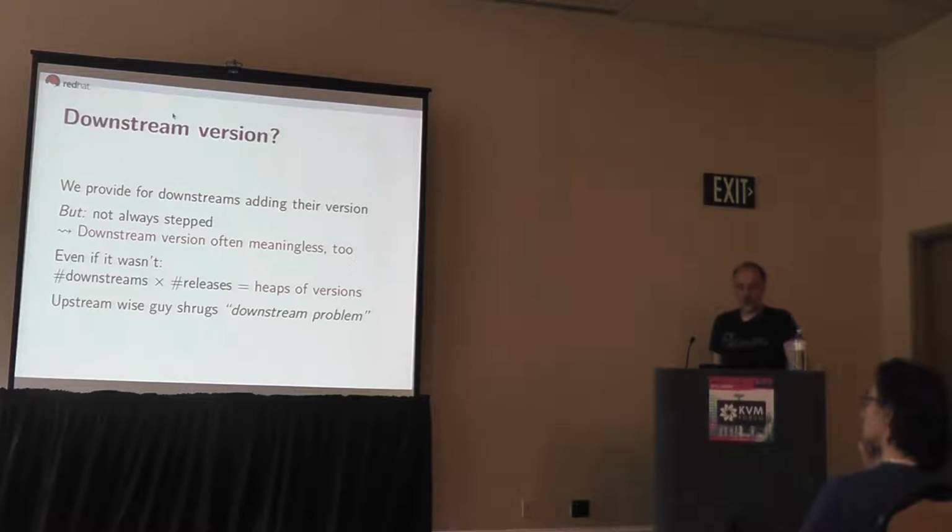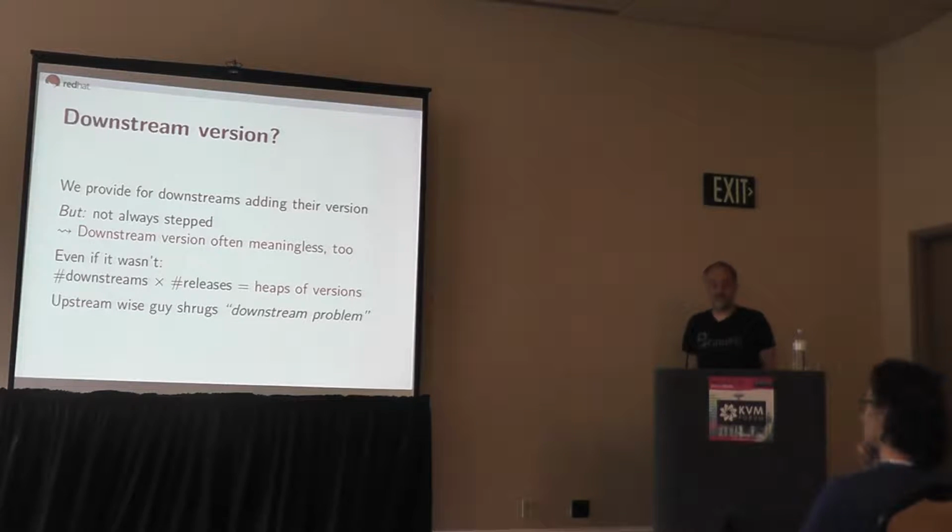So why not check the downstream version then? After all, we provide means for downstreams to add their version. Well, downstreams don't always bump it for each and every build. So the downstream version is in practice often meaningless too. And even if it wasn't, the number of downstreams times the number of releases results in a huge number of versions, and keeping track of what each and every one of them can do, that's a nightmare.